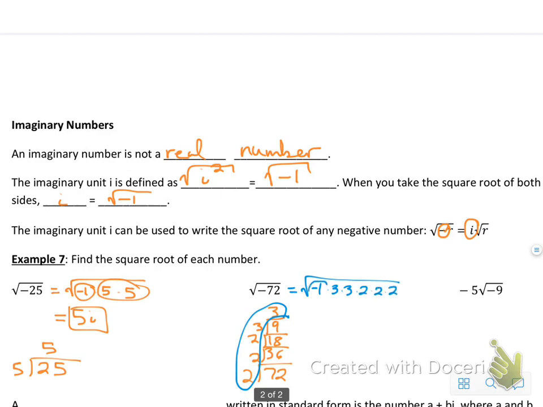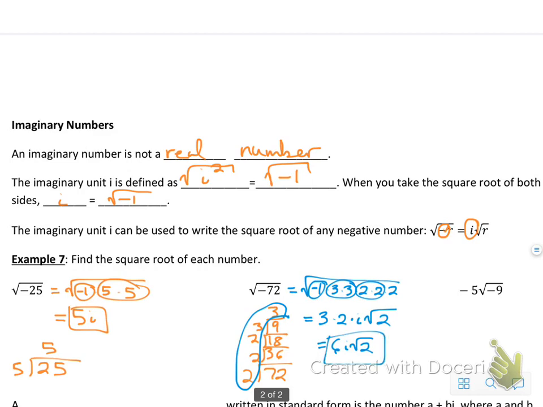So we can take out -1 and we can take out pairs. All right, so we have a 3 to take out times a 2 to take out times a -1, which becomes an i. And then we leave the square root of 2 underneath because the 2 didn't have a pair. We can simplify this, though. 3 times 2 is what? Well, it's 6. So we have 6i root 2. And that's it. That's our answer.